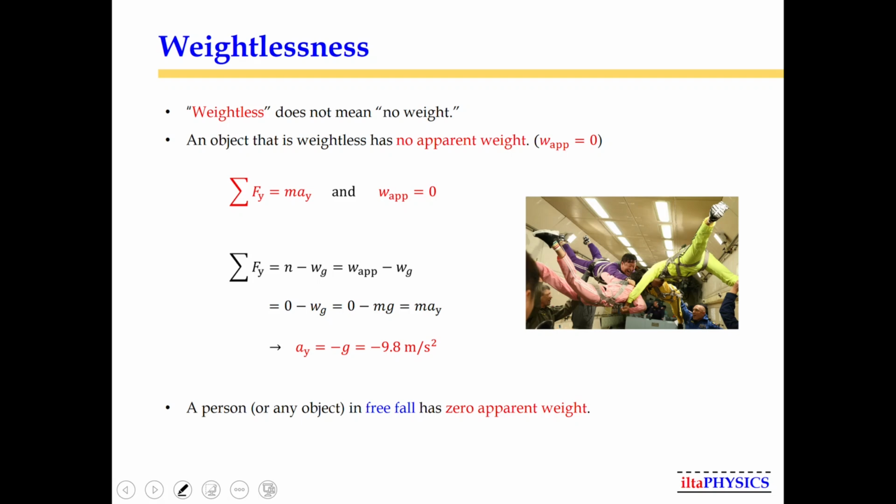Now, what if the downward acceleration keeps increasing until your apparent weight becomes zero? That's what we call weightlessness. Physically, weightlessness doesn't mean there's no gravity. It means your apparent weight is zero. If we express that mathematically, setting apparent weight to zero and combining it with Newton's second law, we find that the condition for weightlessness is when acceleration equals negative 9.8 meters per second squared. In other words, when an object accelerates downward at 9.8 meters per second squared, the same as free fall, it experiences zero apparent weight.